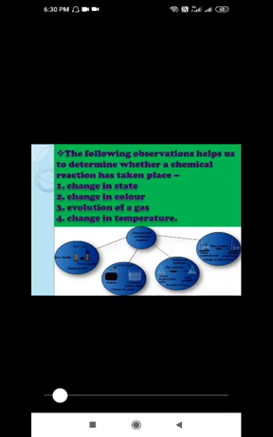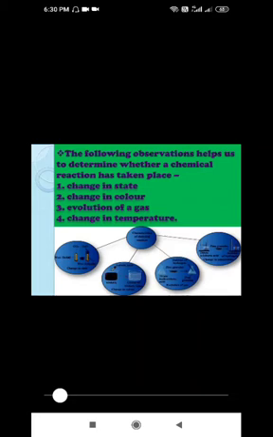In the second activity, when the dilute sulfuric acid reacted with the zinc granules, what happened? Yes, the hydrogen gas evolved. So there was a change in state from the liquid to the gaseous state.